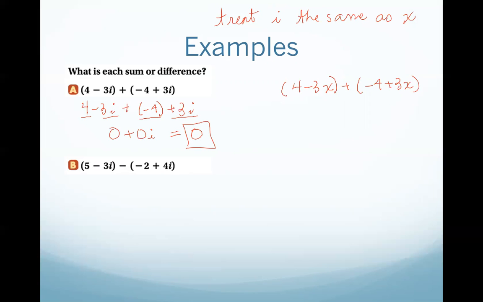For the next one, same thing. Pretend it's an x. 5 minus 3i. This time we do have to distribute. Plus 2 minus 4i. Combining like terms, 5 plus 2 is 7. Negative 3i minus 4i is minus 7i. And then we're done, as if it was an x. Okay, so for adding and subtracting, we treat it just like x.